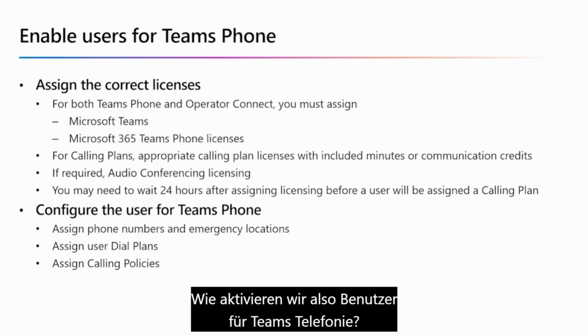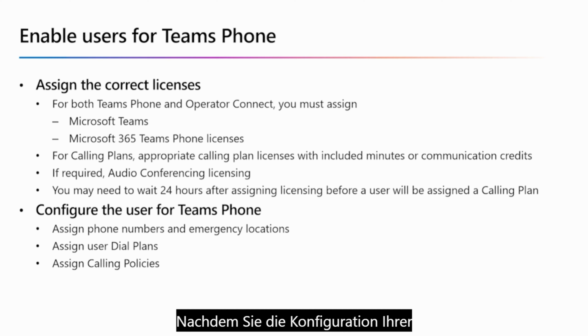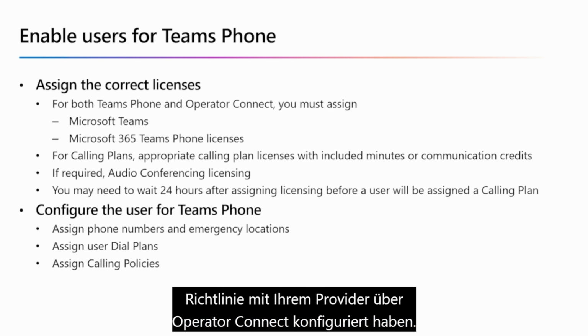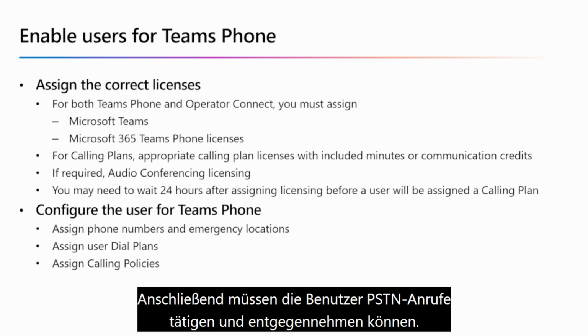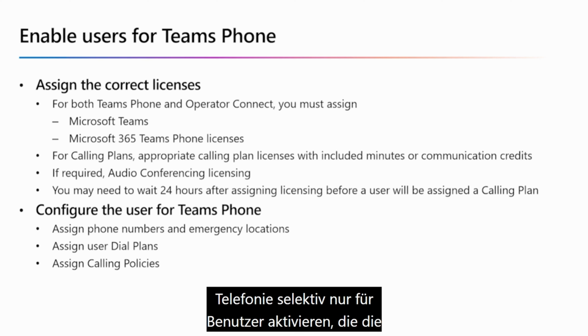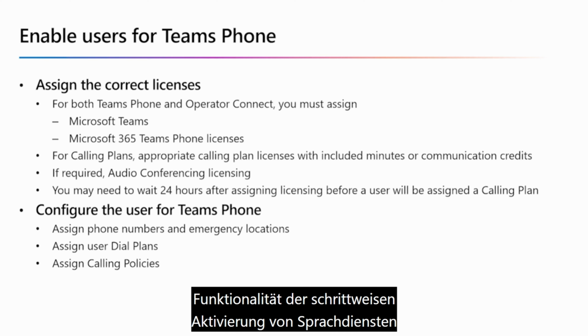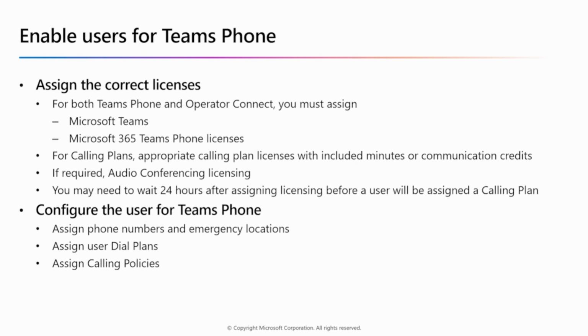So how do we enable users for Teams Phone? After you have set up your organization configuration for Teams Phone with calling plans, or configured a partnership with your provider using Operator Connect, you then need to enable users to make and receive PSTN phone calls. This ability allows you to selectively enable Teams Phone services for only users who need the functionality, or gradually enable voice services as you train users or deploy devices.